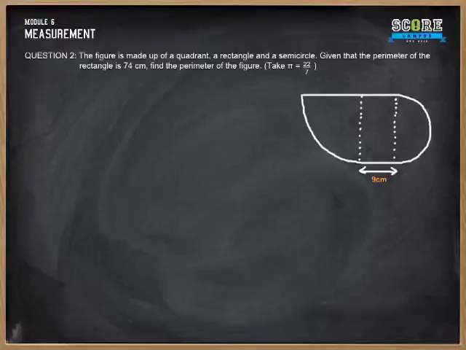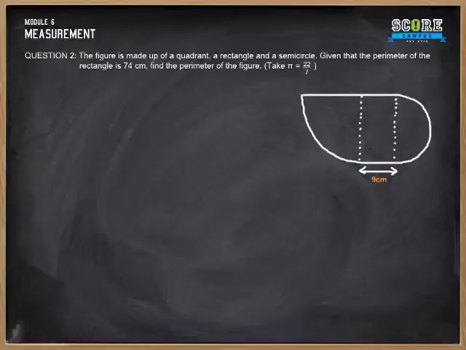All right, students, question 2. The figure is made up of a quadrant, a rectangle, and a semicircle. Follow the red line on the diagram. Given that the perimeter of the rectangle is 74 centimeters, find the perimeter of the figure. Take pi to be 22 over 7.